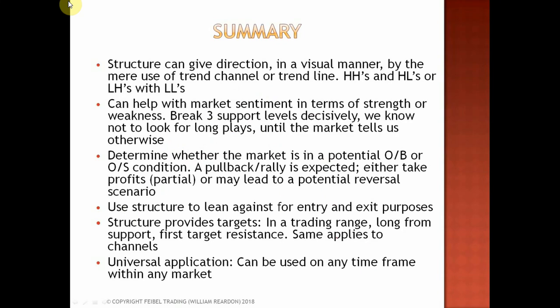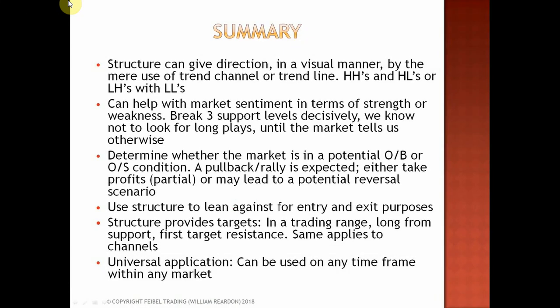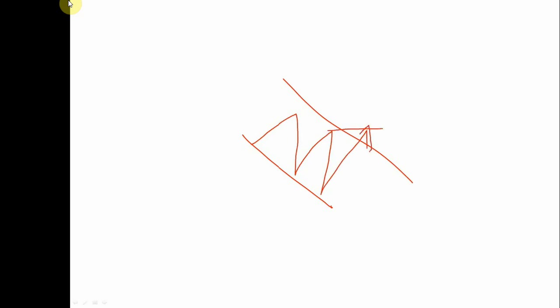Okay, and we use structure to lean against for entry and exit purposes, which we've spoken about throughout this whole course. The structure provides targets in a trade. For example, if we're in a trading range and we're long from support, our first target would be resistance. Same applies to channels. If we come down, touch, come down here, say we have this supply confluence, we touch here, we sell as it trades back within the channel, our first target would be down here. That's it. It's very useful to use structure for our entries and targets.